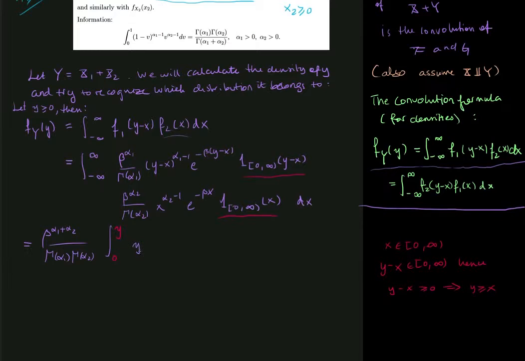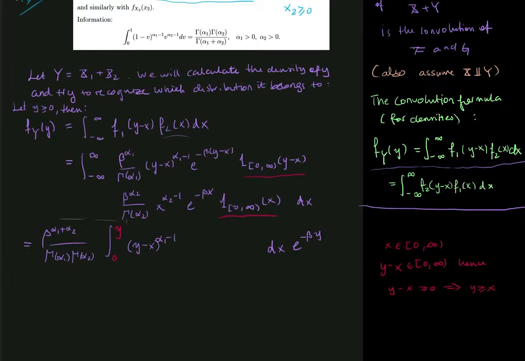Now we just go back to the expressions. We have y minus x to the alpha 1 minus 1. And then we have e to the minus beta y multiplied by e to the plus beta x multiplied by e to the minus beta x. So the beta x's in the exponents cancel each other out, which means that I will have an e to the minus beta y, which I can take outside of the integral.